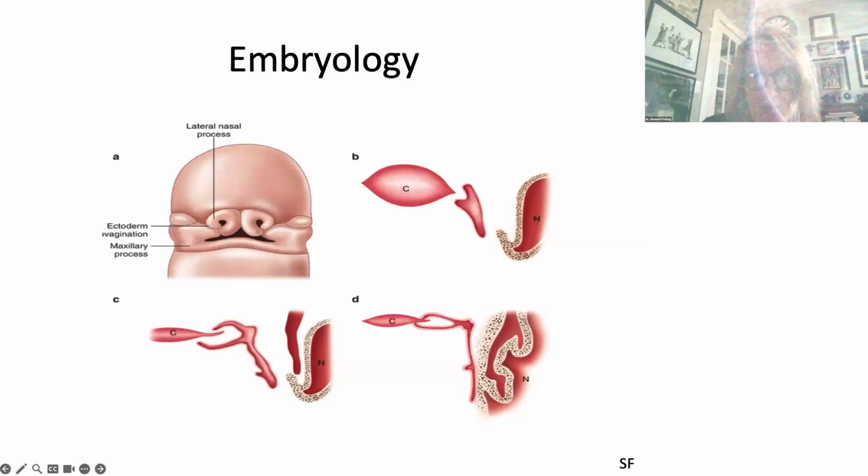And here's a diagram. On B, you see an eye and a nose, and you see this little cord of future lacrimal tissue. And then you can see it extending toward the nose and toward the lids. And then eventually everything joins up and canalizes.